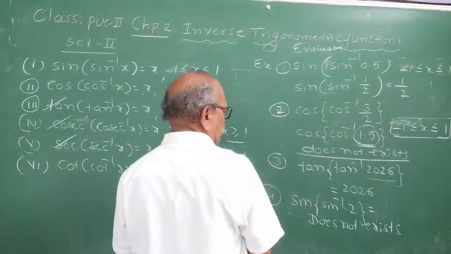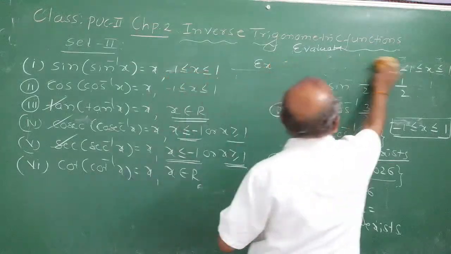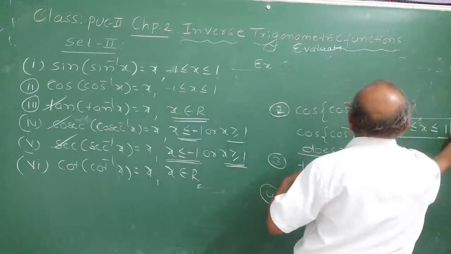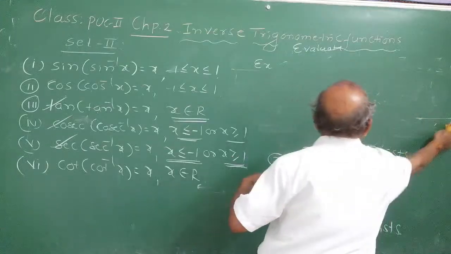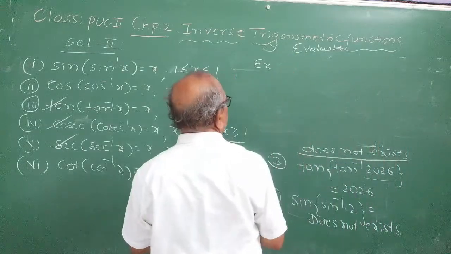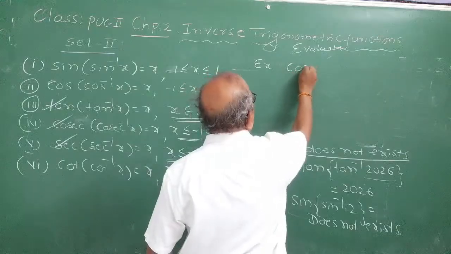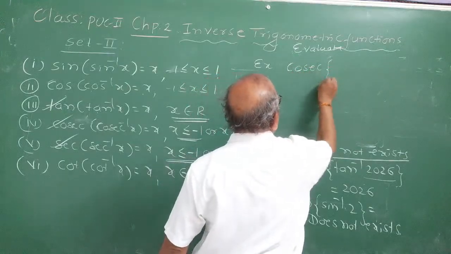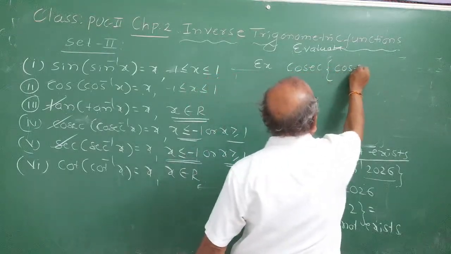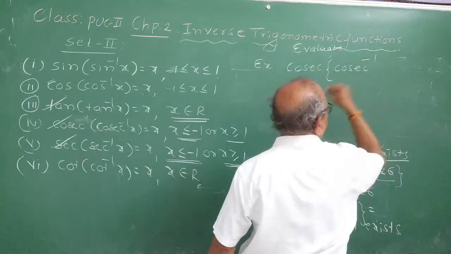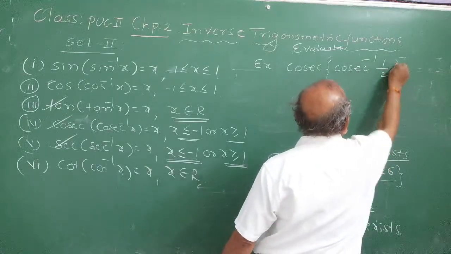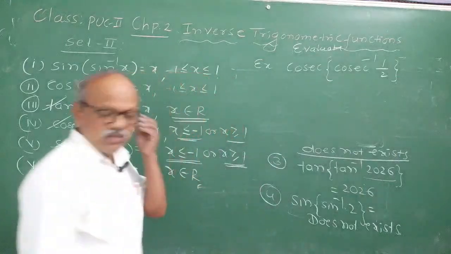I hope you are understanding the meaning of this property, and you must not leave the restrictions. Suppose that I give you, many students blindly solve the problems, cosec inverse 1 by 2. What is the answer? Tell me.